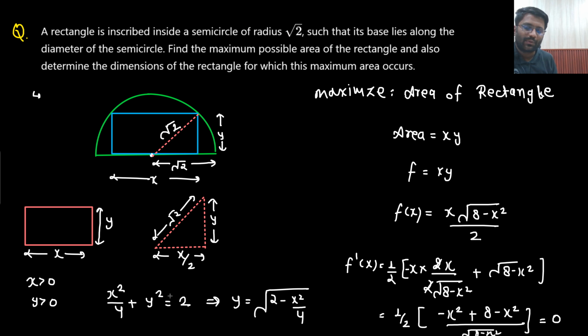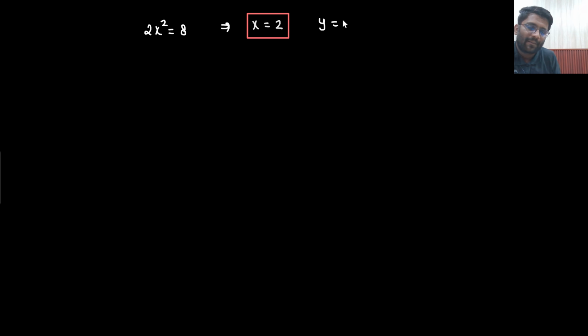Now if I put that equal to 0, what I am getting is 2x square equals 8. So x is coming out to be 2. That's it. So this is the side, x equals 2. If x is 2, then what is the value of y we are getting? The value of y we are getting is 1. If x is 2, then 2 square divided by 4 is 1, and 2 minus 1 will be 1. So the value of y is 1.